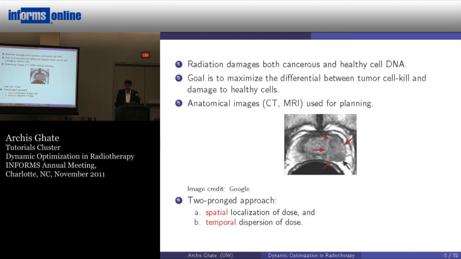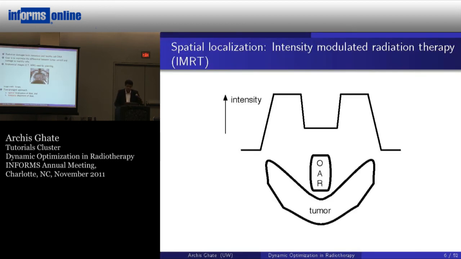So that's spatial localization. And temporal dispersion, and I'll talk about these two in detail, relates to the fact that you're not going to give the entire treatment in one shot, but you're going to give it over time, in smaller portions, essentially. Okay, so that relates to temporal dispersion. And we'll see why that is done after a few minutes in the talk today. Okay, so I'm going to talk about spatial localization for a little bit, just as background, some basic high-level concepts, and then go on to temporal dispersion.